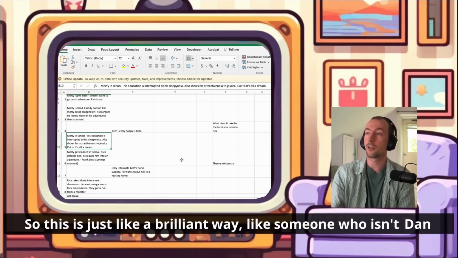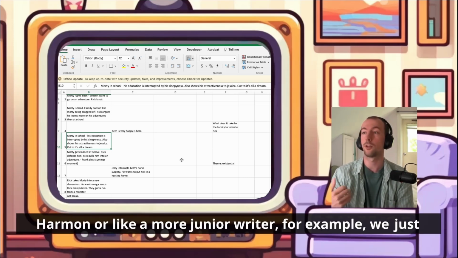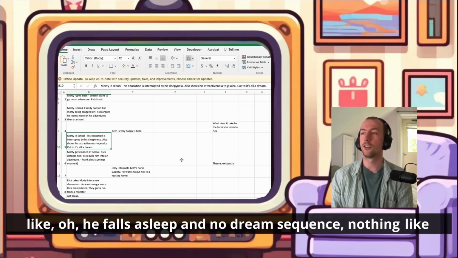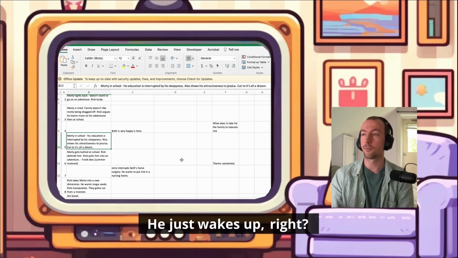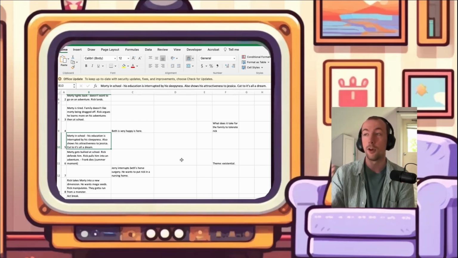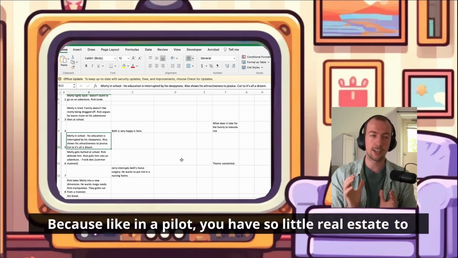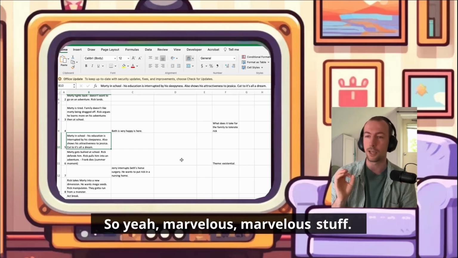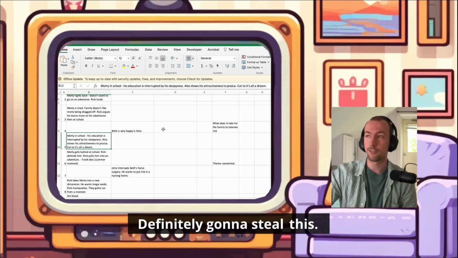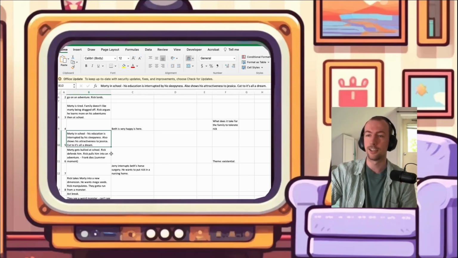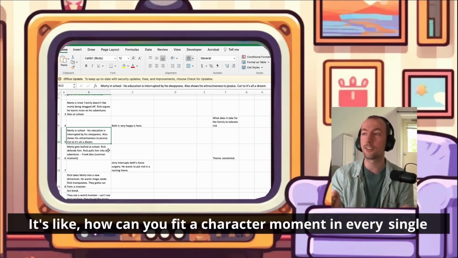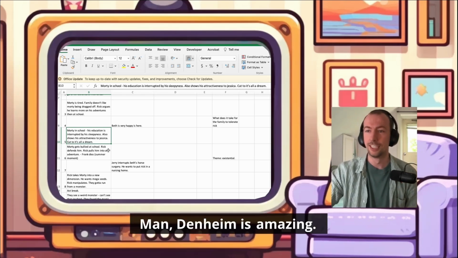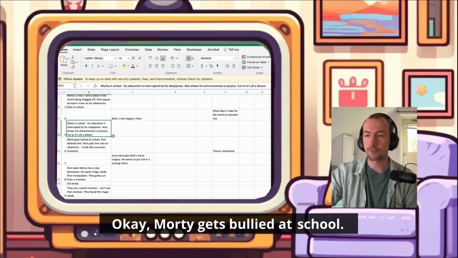So this is just a brilliant way. Someone who isn't Dan Harmon, a more junior writer for example, would just say, oh, he falls asleep, no dream sequence, nothing like that. He just wakes up, right? You would show the repercussions, but this is so great because in a pilot you have so little real estate to establish all these different things. So marvelous stuff. Definitely gonna steal this. How can you fit a character moment in every single beat? Oh, so good. Man, Dan Harmon is amazing.